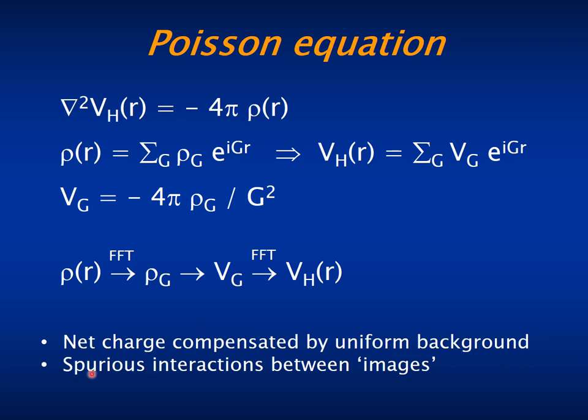The second consequence is that if you have dipoles, or of course net charges, in the system, then this will induce a spurious interaction between different images of the charge in different unit cells. So you have to take this into account in the case of systems with charge or dipoles.